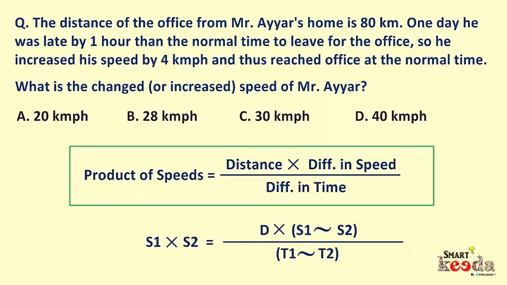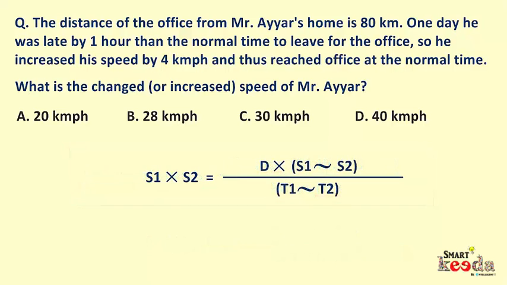And to remember the formula, just do remember the basic relationship between time, speed and distance, which is speed is equal to distance upon time. You can observe here that when we are to put product of speeds on LHS, we have taken distance as numerator and difference of time as denominator in RHS, which means you just need to remember the placement of difference in speed.